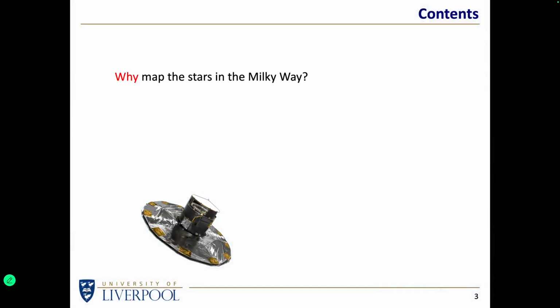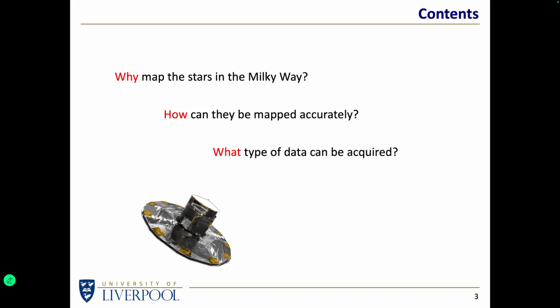So, what am I talking about? Why map the stars in the Milky Way? How do you map the stars in the Milky Way? What type of data can you get? And what do we learn from all the data that Gaia has been producing?